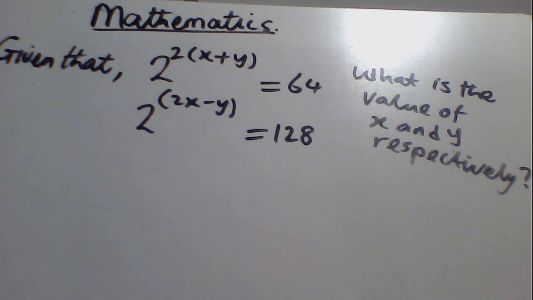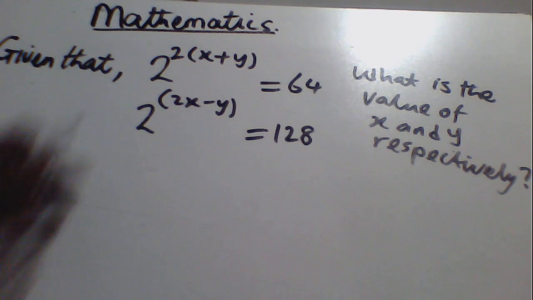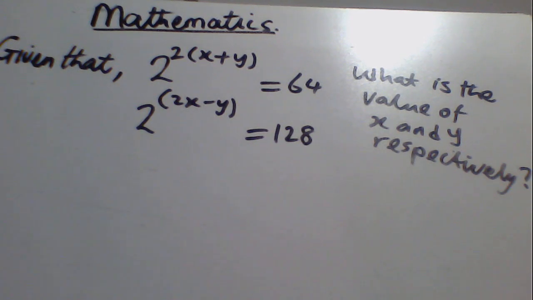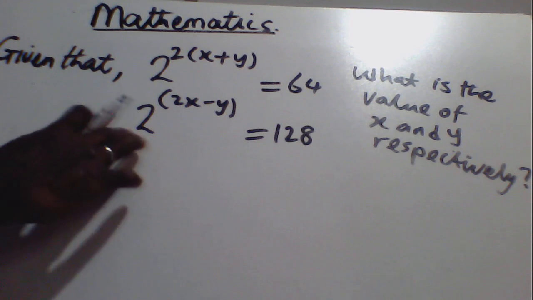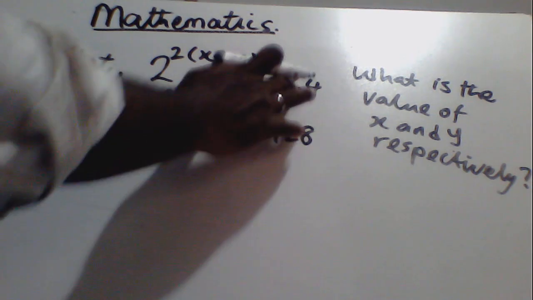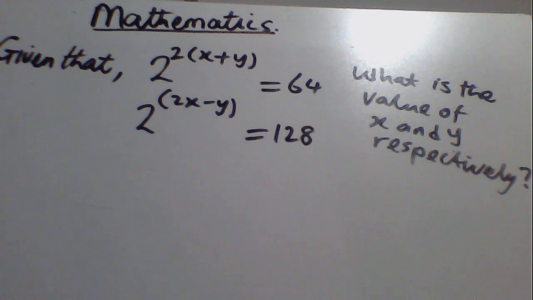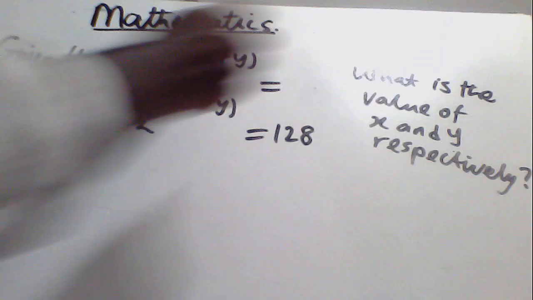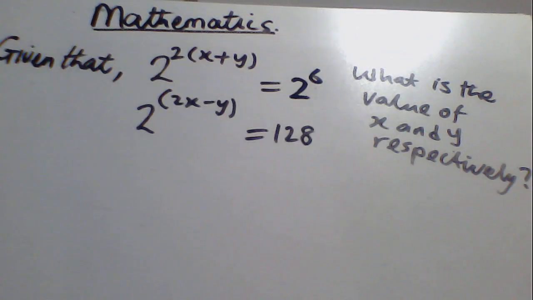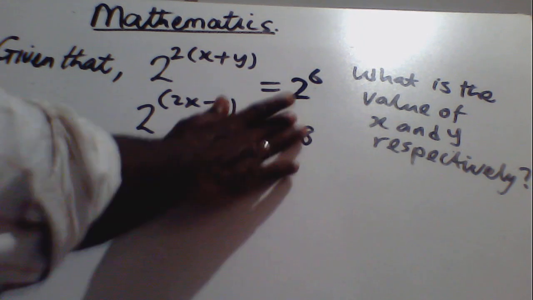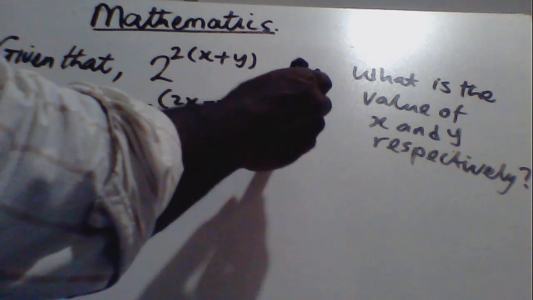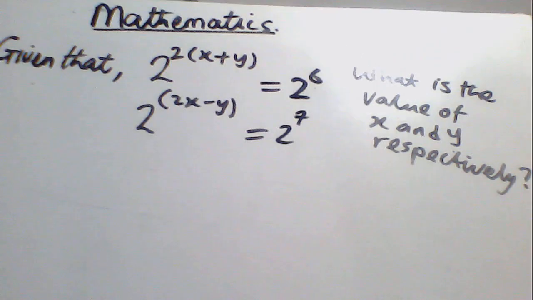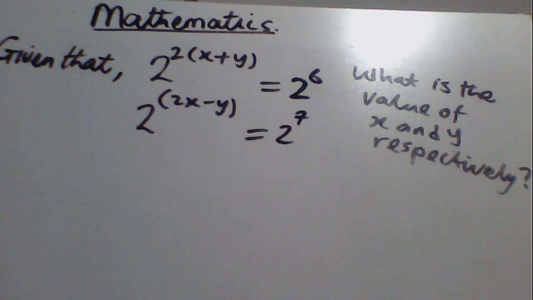First of all, as you can see, the base on the left-hand side is 2, so we have to convert 64 to base 2. We know that 2 raised to the power 6 is equal to 64, so I remove it here and put 2 raised to the power 6. And again, 2 raised to the power 7 is equal to 128, so I remove it here and put 2 raised to the power 7.